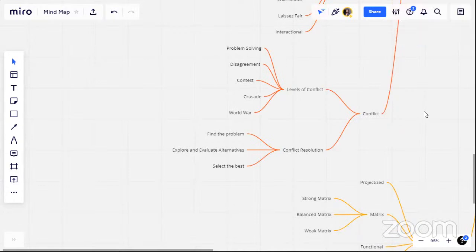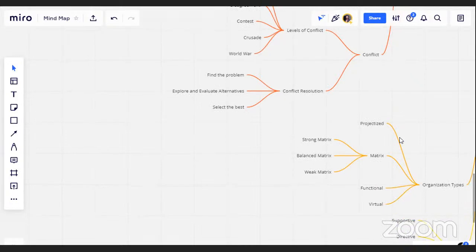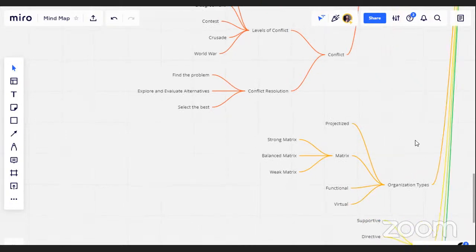Sure. For conflict, there are various levels: problem solving, disagreement, contest, crusade, and world war. Eventually with conflict, we need to find the conflict resolution: find the problem, explore and evaluate alternatives, and then select the best option to resolve the conflict.